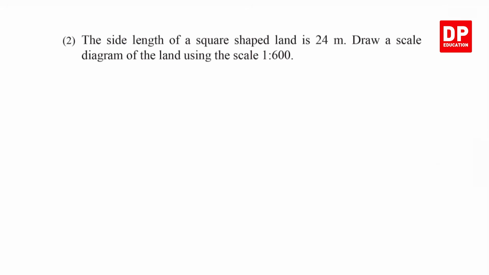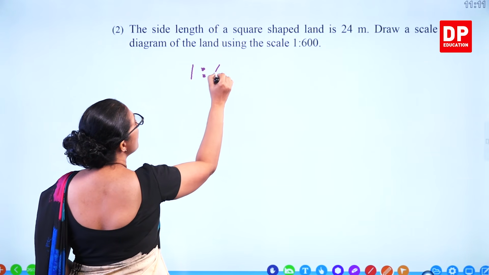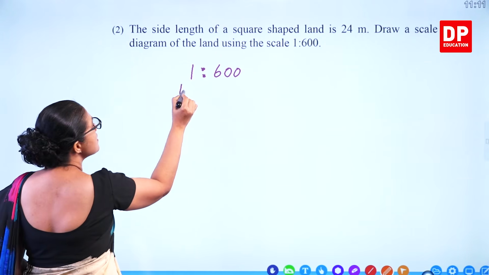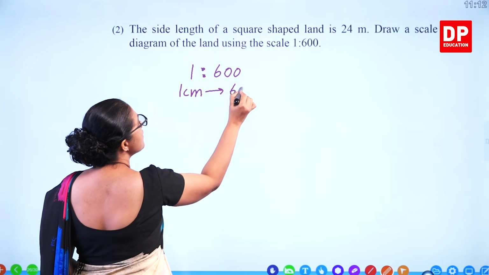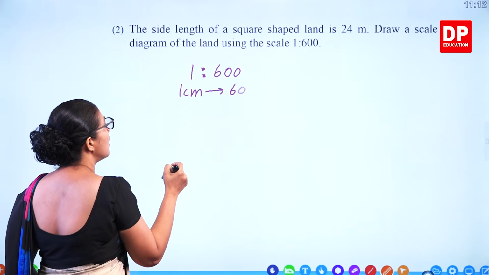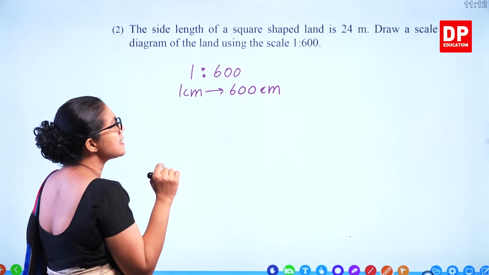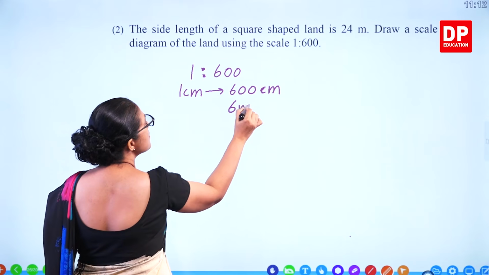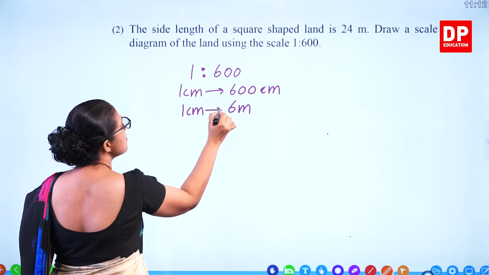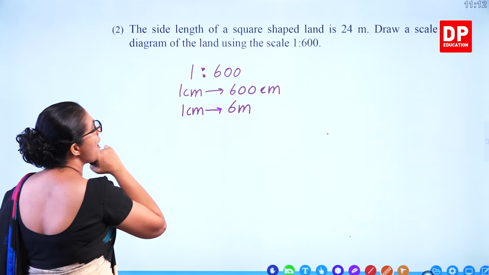The side length of a square-shaped land is 24 meters. Draw a scale diagram of the land using the scale 1 to 600. So already scale is given, 1 to 600. What it means? 1 centimeter represent 600 centimeters. We'll convert to meters. Divide by 100. So this becomes 6 meters. 1 centimeter, 6 meters. So now we need to convert 24 meters to the map length.